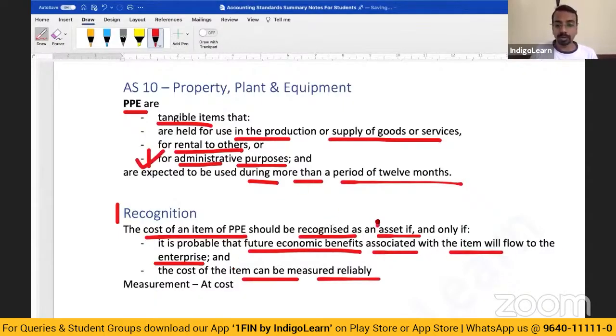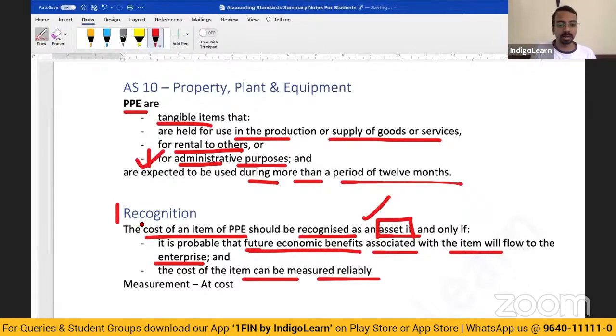Now please note, we have used this term. You can recognize it as an asset. Asset means what? Asset is a resource which is under the control of the enterprise. So control is also important here. And if it does not meet the criteria of this asset, or if it does not meet the criteria of future economic benefits, then what will you do? We will expense that cost to the P&L.